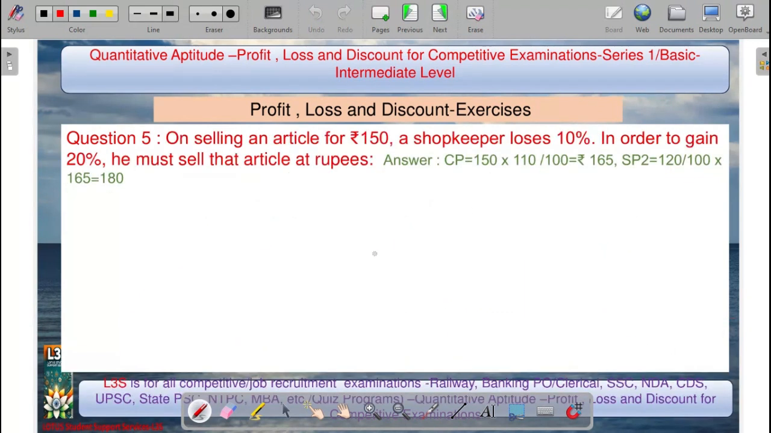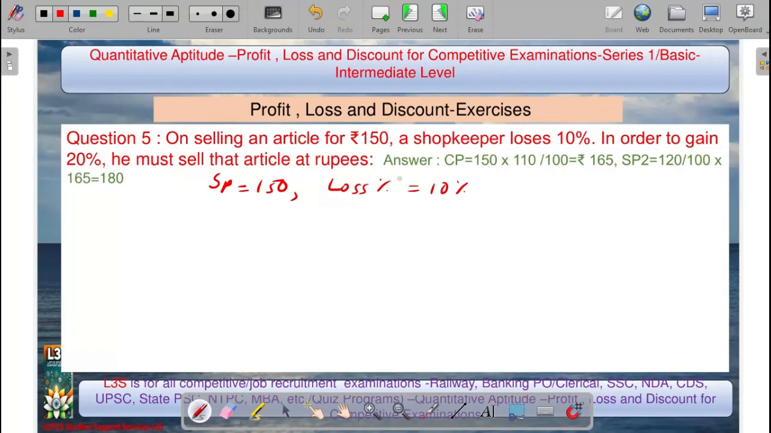Next question. On selling an article for rupees 150, a shopkeeper loses 10%. In order to gain 20%, he must sell this article at what price? So on selling an article for 150 rupees, selling price is equal to 150 and loss percentage is equal to 10%. In order to gain 20% profit, he must sell the item at what rate?